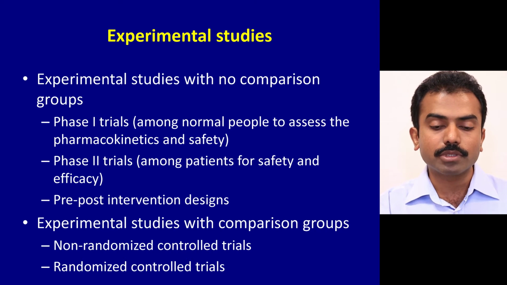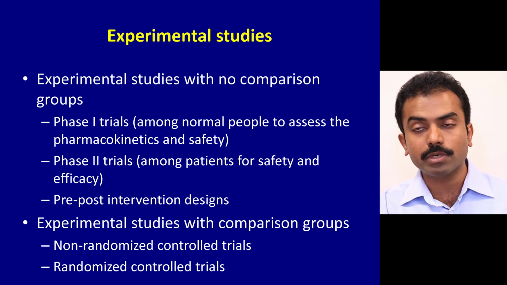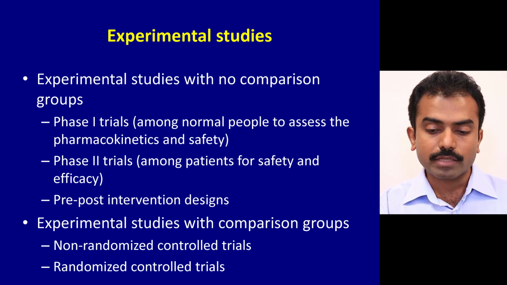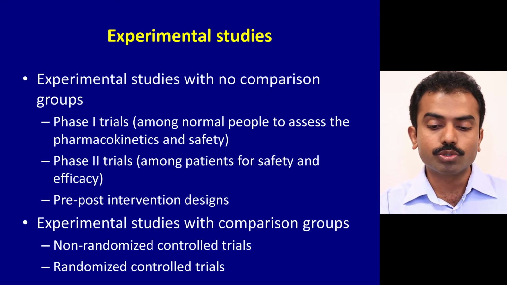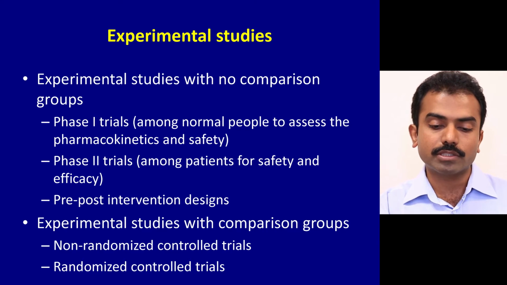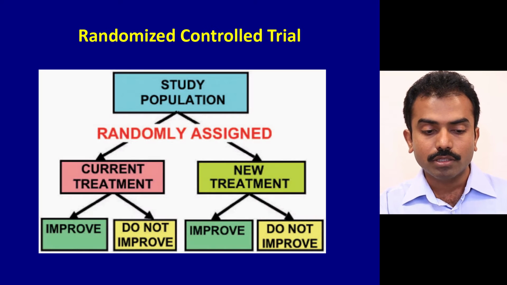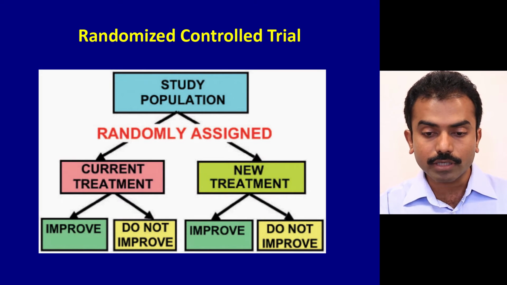So these are examples where you have experimental designs, but there are no explicit comparison groups. Whereas with comparison group, it's usually the phase 3 trials, and there you divide whether it's randomized control trials and non-randomized control trials. So this is very well reflected in this particular diagram.